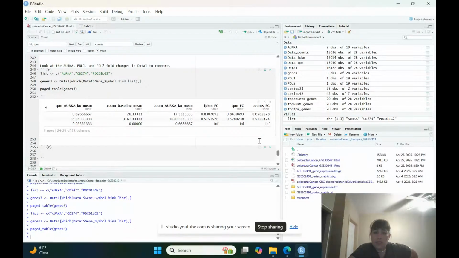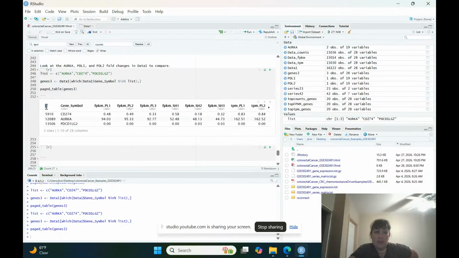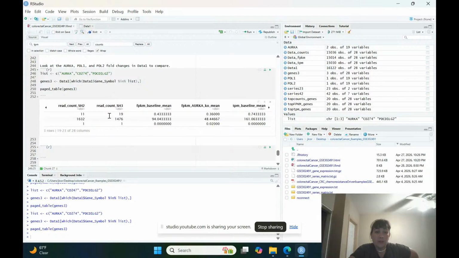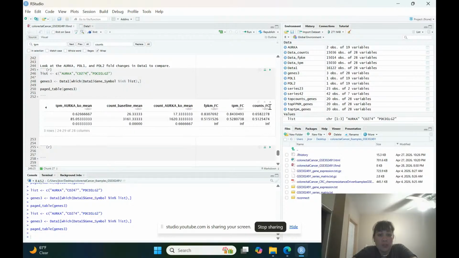Yeah, and then so is the PDL1 or CD274. Oh, AURKA is low, so is PDL1. PDCD1LG2 is infinite. And let's look at the mean values for that one. The mean's 0. So you got a baseline mean of 0 and you're dividing by 0.02 into 0. Okay, it's a higher number and it's basically 0.